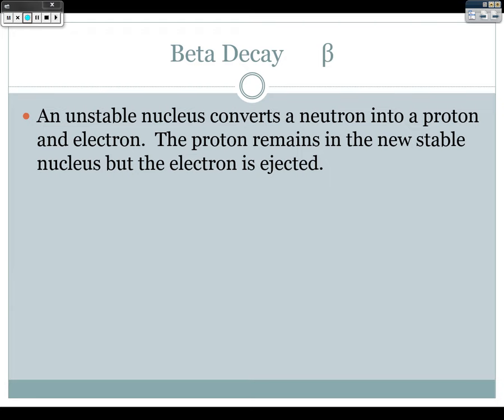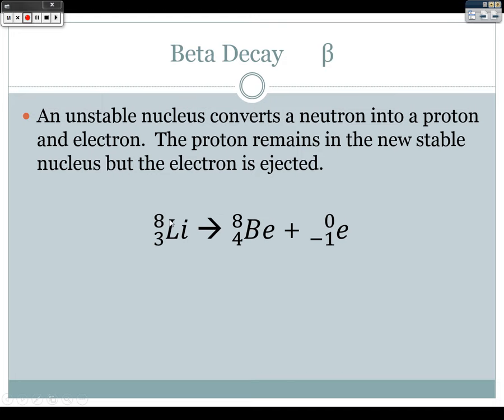So a neutron, something that's neutrally charged, is going to be converted into a proton and an electron, a positive and negative charge. So we keep that overall neutrality, but we create a new proton and an electron. The proton remains in the new stable nucleus, but the electron is ejected. So that's where the beta, that electron, is the radiation that's going out.